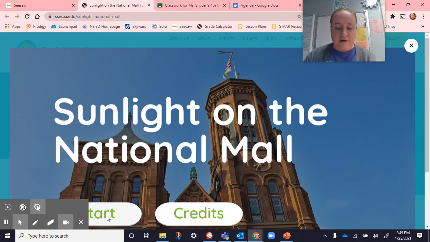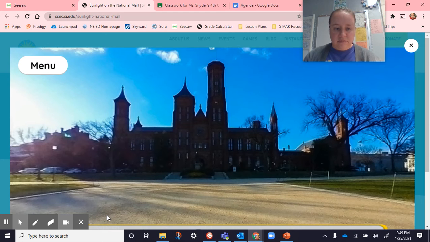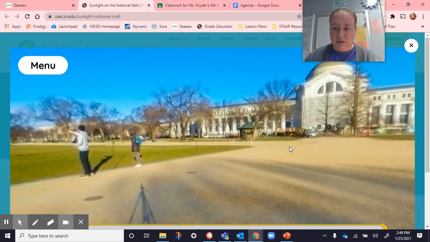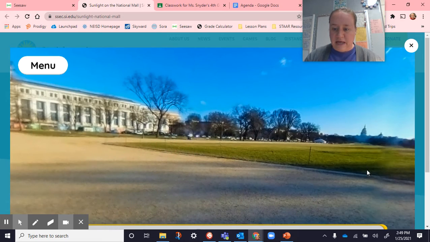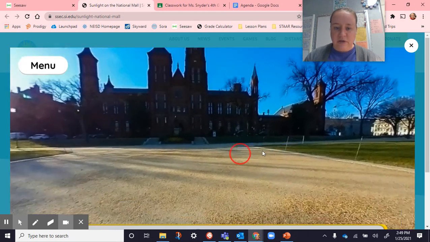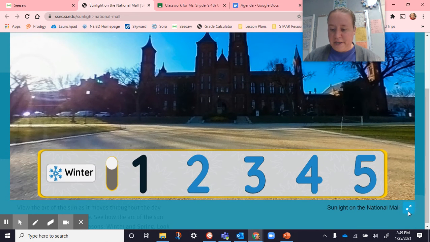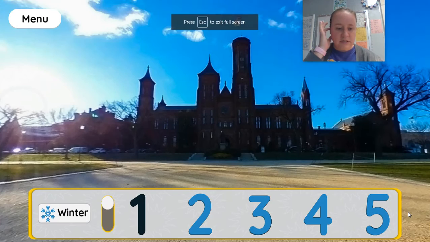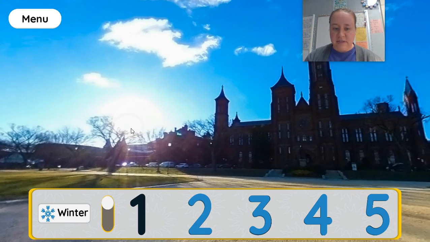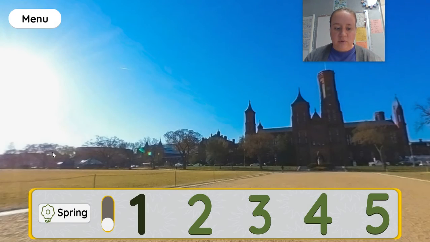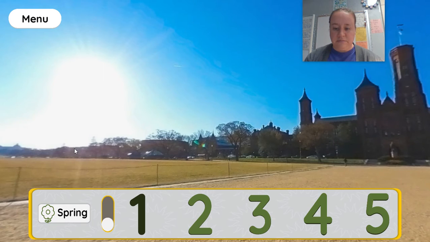All right, so you click start. And this is the National Mall here. You can see the monument, the museum, and down here's the Capitol. They took a photo of the sun 5 different times throughout the day. Let me make this bigger. You can click and hold and drag this around, so you can see where the sun is, and this is winter. And then when you change it, you can see where the sun is, same time and everything, but in spring.